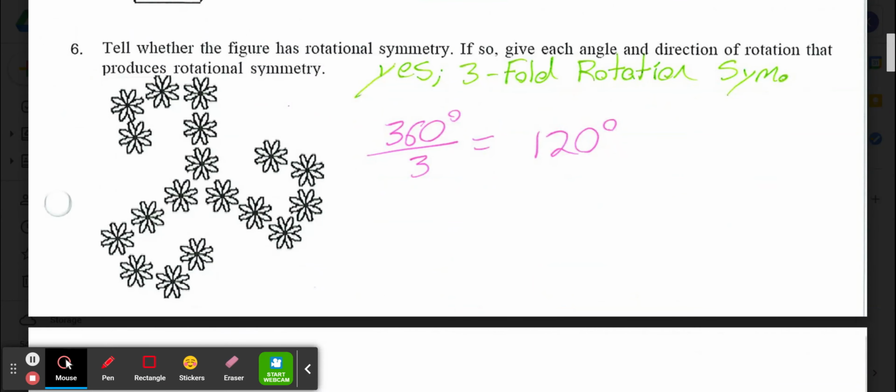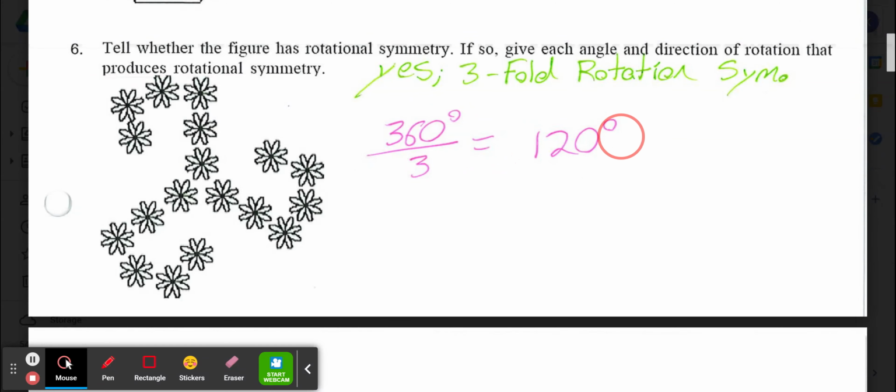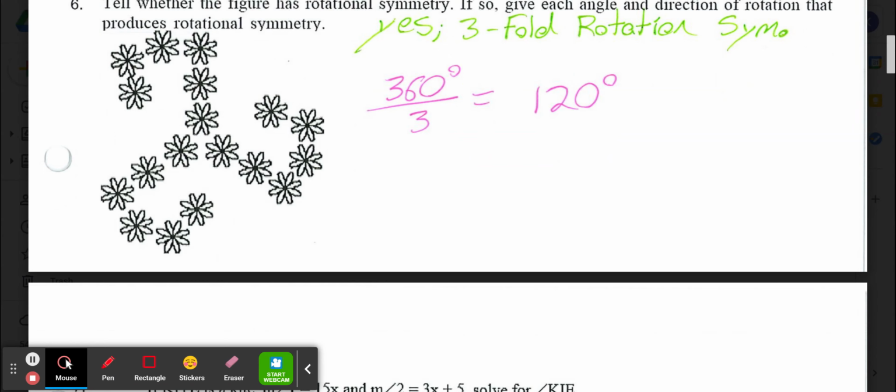Does the figure in 6 have rotational symmetry? It has threefold rotational symmetry, 3 different ways that it would look the same. So 360 divided by 3 tells us that it's a 120 degree rotation for its symmetry.